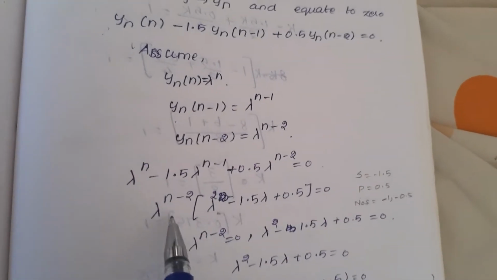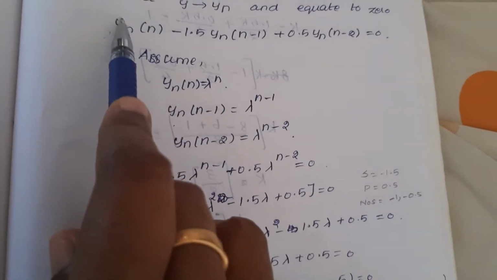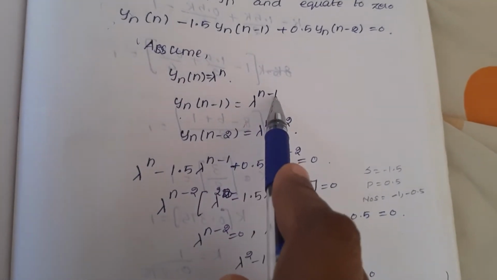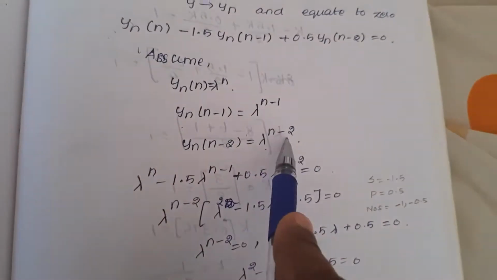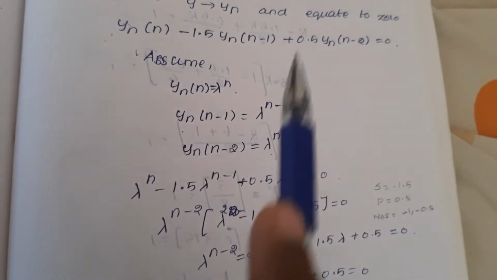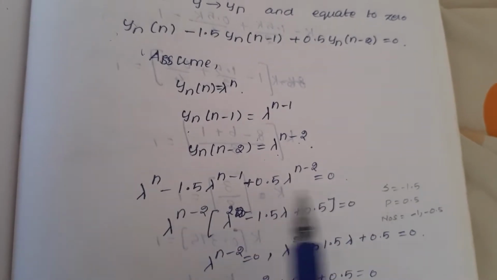Okay. So now we substitute, in the place of yn of n, lambda power n. In the place of yn of n minus 1, substitute lambda power n minus 1. In the place of yn of n minus 2, substitute lambda power n minus 2. Okay. So substitute all the values in the given difference equation. Then you will get the value in this form.